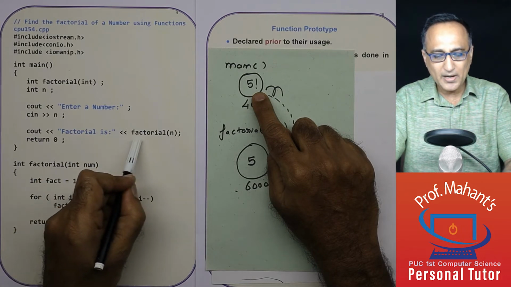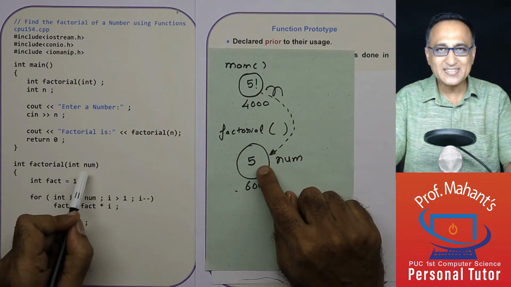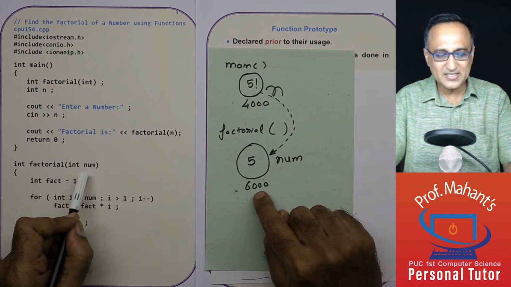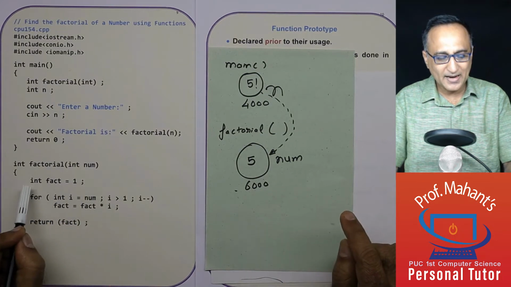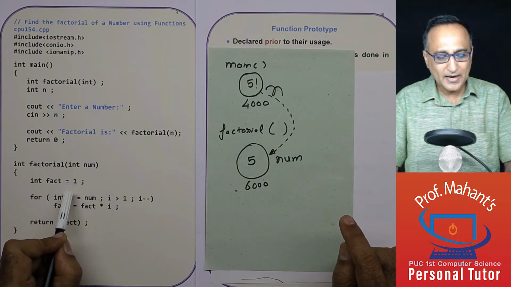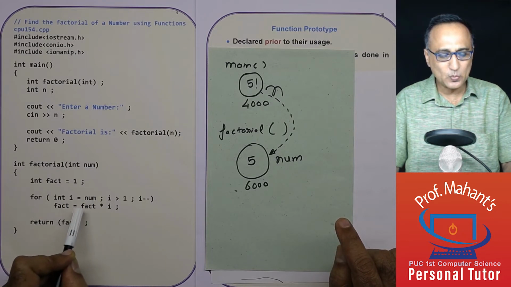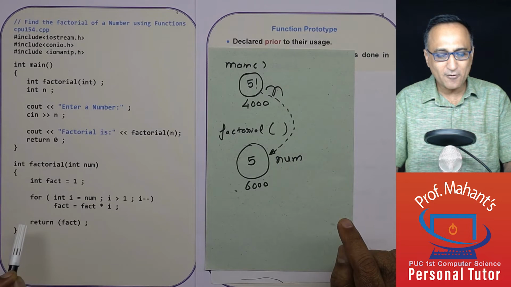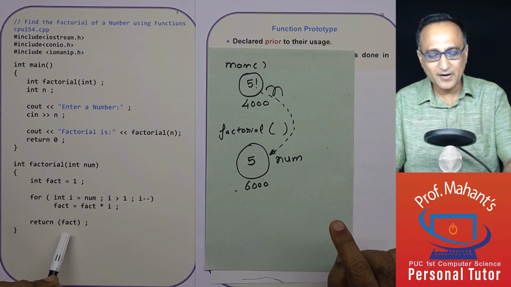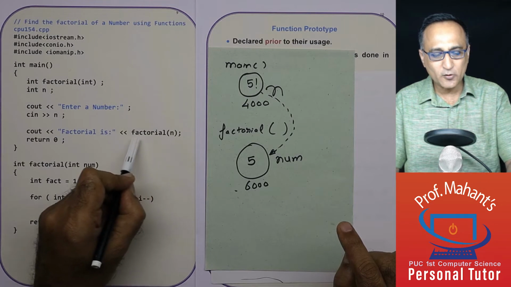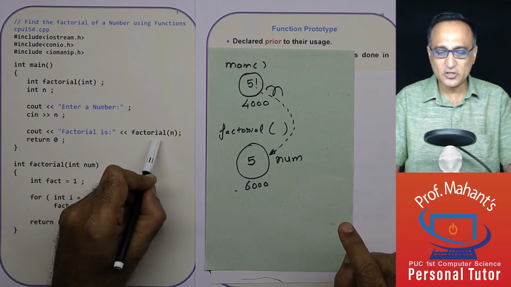This n value gets copied to a variable called num, which may exist at an example location of 6000. Now using this value, fact equal to 1 and i equal to 5, I am multiplying fact with i as long as the value of i is greater than 1. Then I am sending back the value of fact, which happens to be 120, in this place of factorial of n. So it will print 120 and do a return 0.